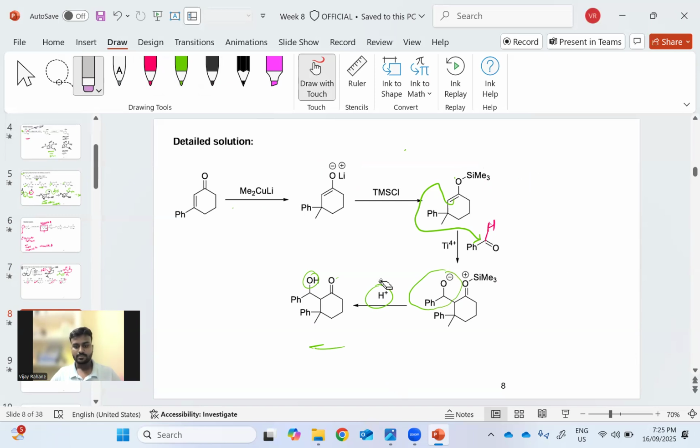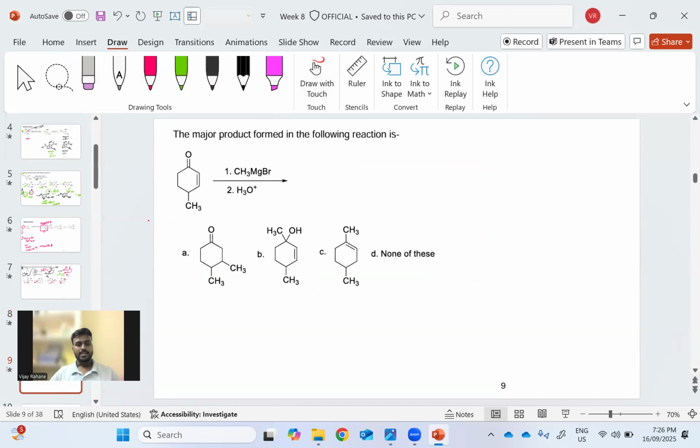Right. And you can note from this one now. We have a similar next question, but here is a small difference. In the earlier one, we added the copper organo equivalent. Here we have the Grignard, that's the magnesium based complex. And always remember, these magnesium based Grignard reagents are strong. They always attack on the carbonyl carbon.